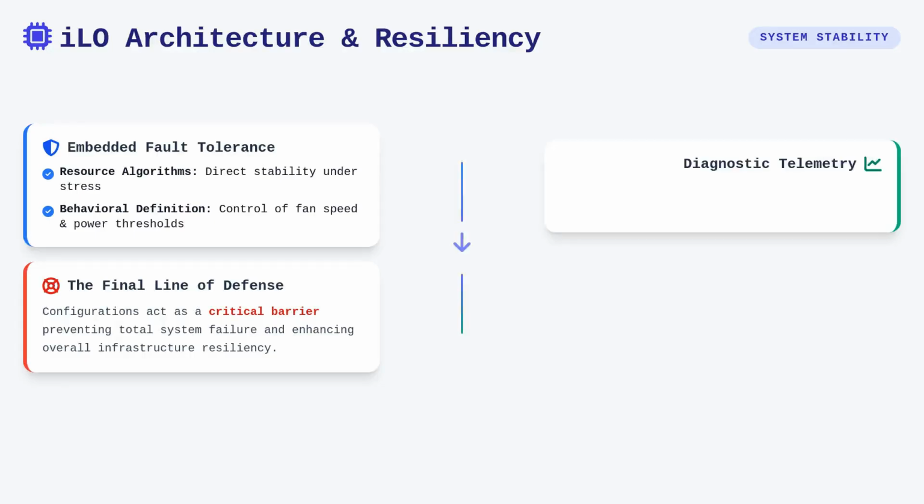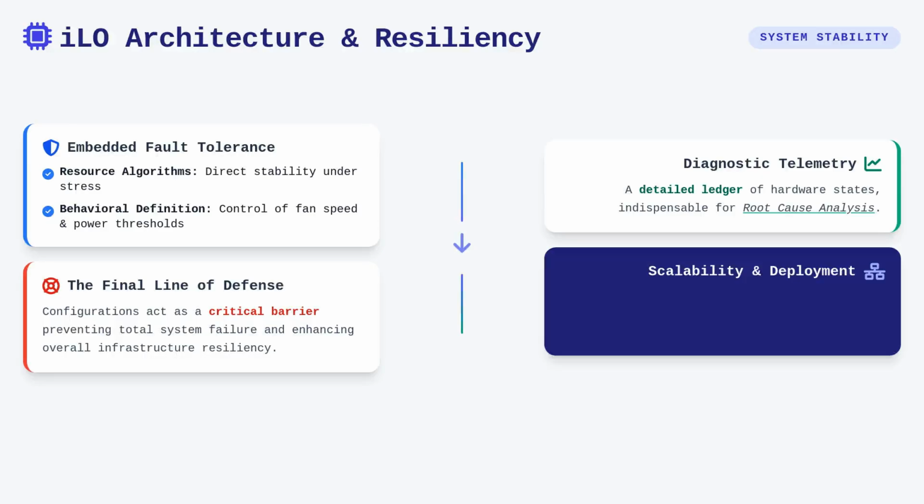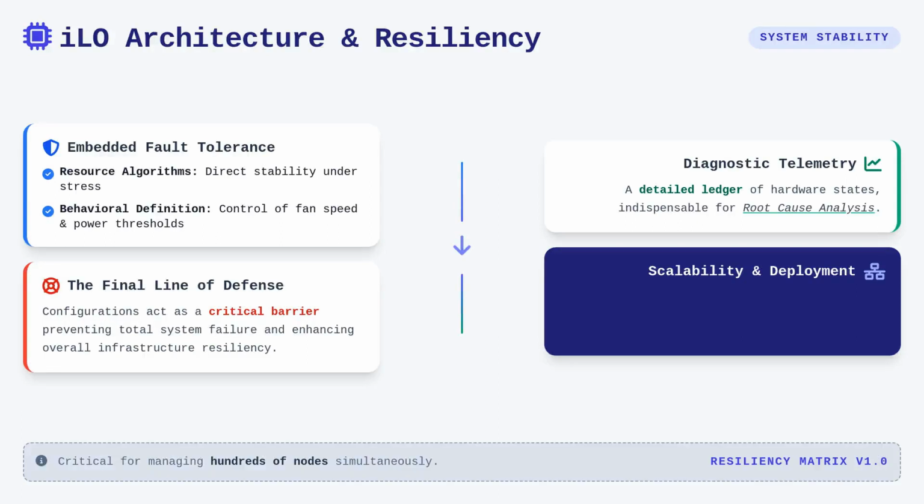For instance, diagnostic telemetry collected by ILO is indispensable during incident remediation. It provides a detailed ledger of the hardware state prior to a fault, which is essential for root cause analysis. We must be aware of the scalability limits of these management controllers, particularly when managing hundreds of nodes simultaneously, as latency and management queries can indicate configuration drift. Proper deployment heuristics ensure that these management controllers remain responsive, allowing for the rapid deployment of firmware updates and infrastructure templates.